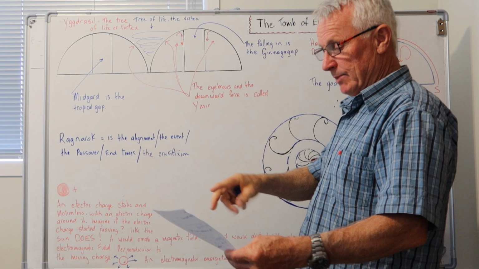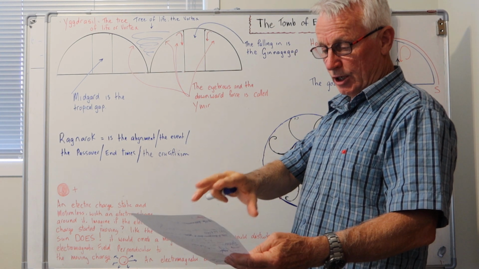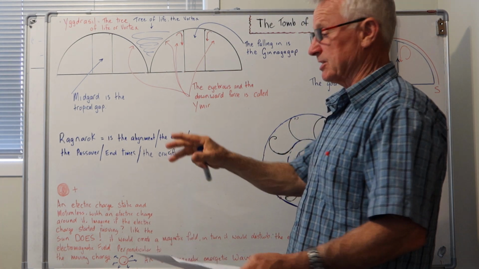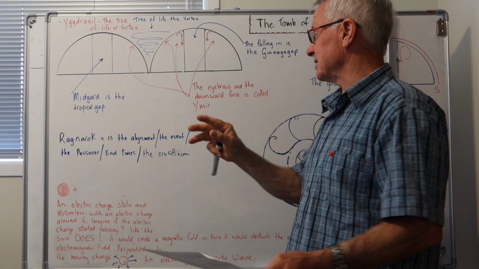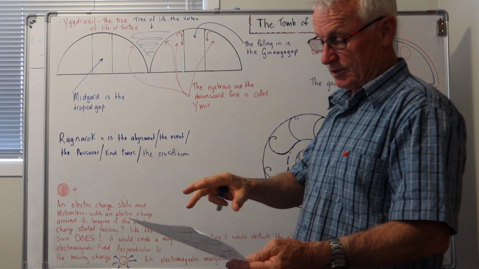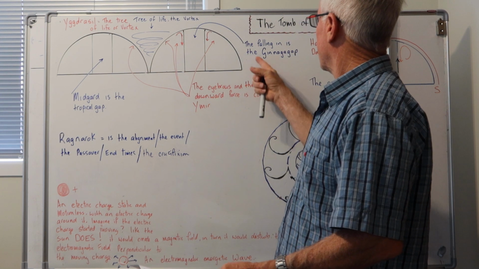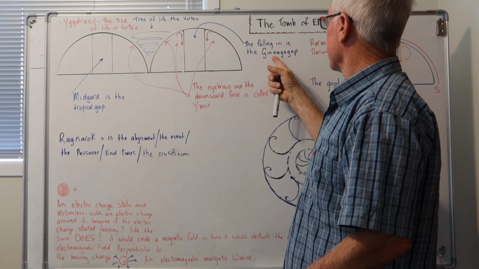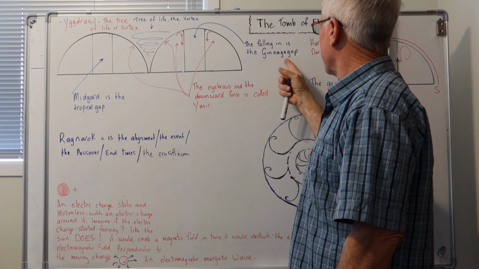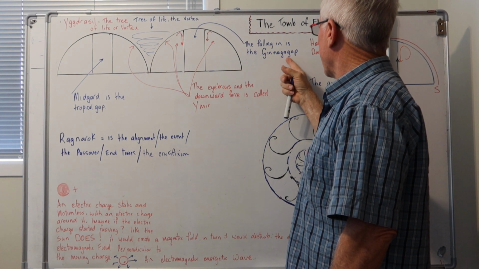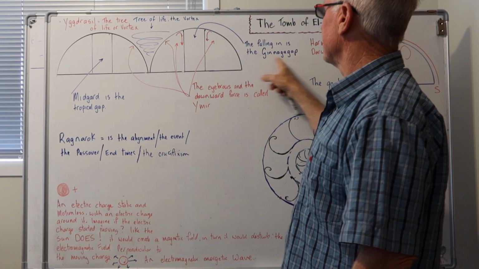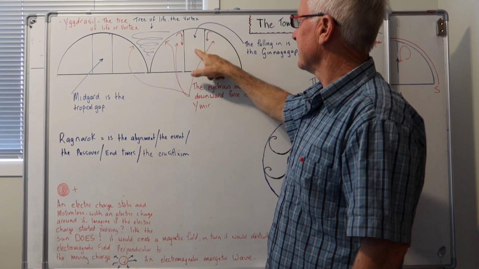So I'm going to try and name all of these, show you what all the names represent, as much as I can. They go really deep actually, but it's very difficult to follow all of them, but I'll give you a few of them. The falling in is the Ginnungagap. Look, the gap, the falling down in here.